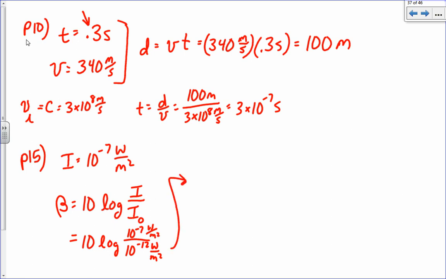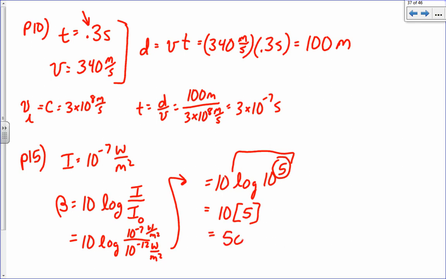All right, so let's say this is equal to 10 log of 10 to the 5th. 10 to the minus 7 over 10 to the minus 12 is 10 to the 5th. And remember, when I take the log of a number, it's just going to be the exponent of that 10. So this is going to be 10 times 5, which is equal to 50 decibels.